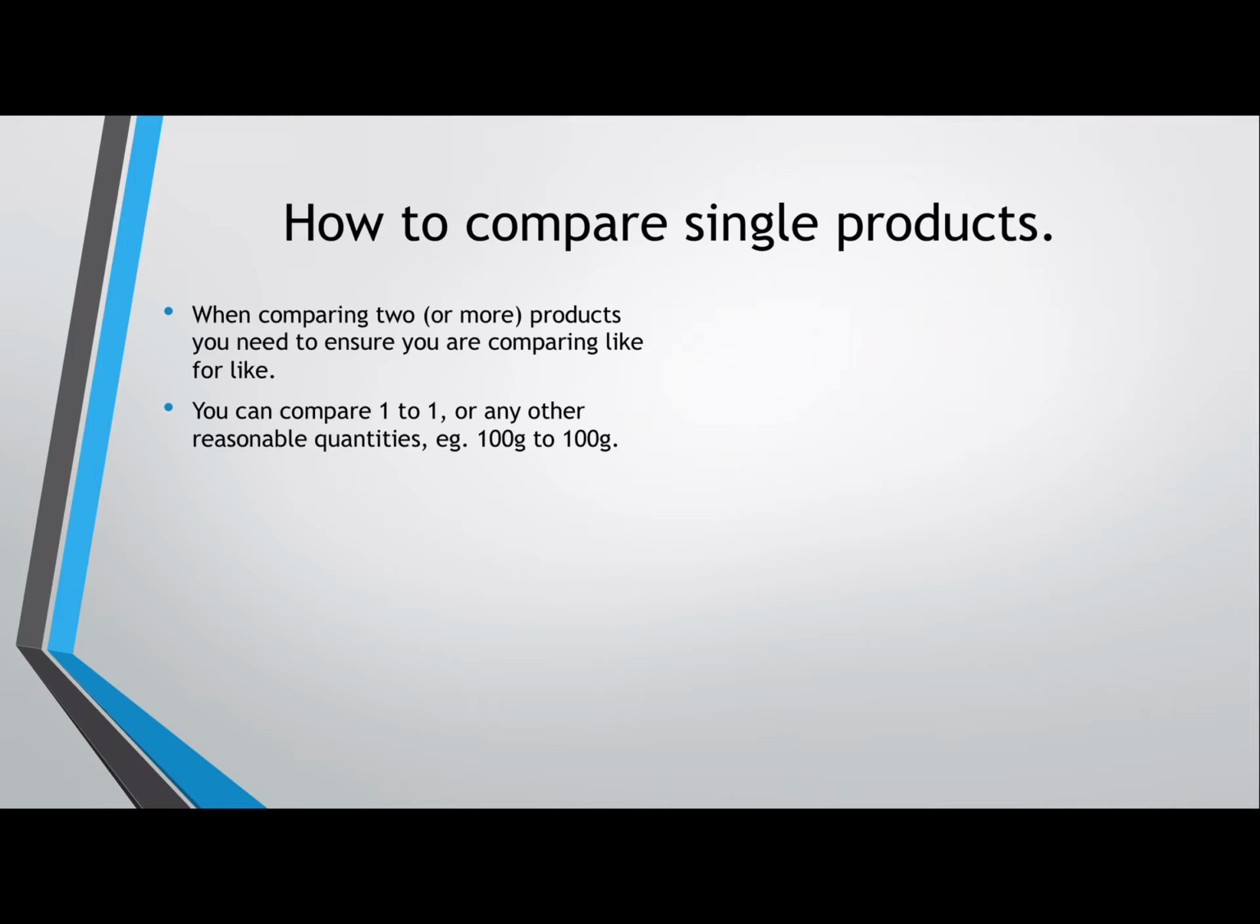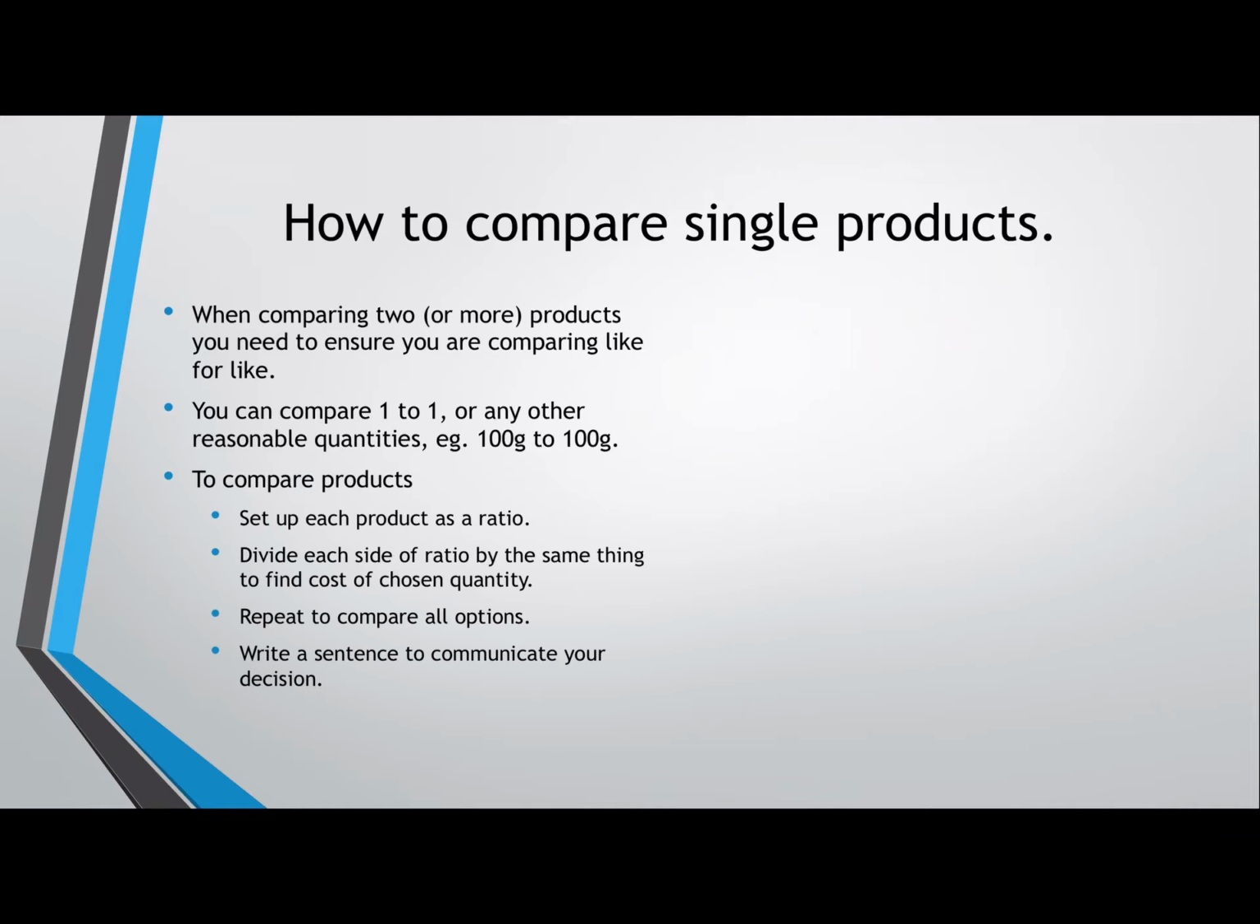So this might be the case if we were looking at, say, bottles of soda, so bottles of Coke or bottles of Iron Brew or something. You might want to look and see how much one 2-litre bottle costs and how much one 2-litre bottle costs somewhere else. Or any reasonable quantity, so 100 grams of something to 100 grams, 200 grams to 200 grams, 1 gram to 1 gram. It doesn't matter as long as it's a reasonable comparison that is like for like.